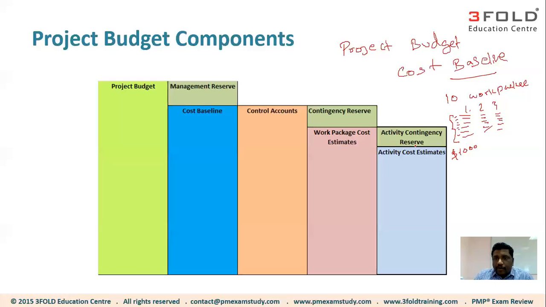All right. Now, if you could see here, in addition to the cost estimates, we are also adding something called activity contingency reserve, which means some of these activities you're going to perform might have certain risks. Okay, which you should identify in the risk register. If some of these activities have risks associated with them, then we might need to add contingency reserve. Okay, for example, this particular activity has some risk, and to manage that risk, let's say you need to have $100 extra.